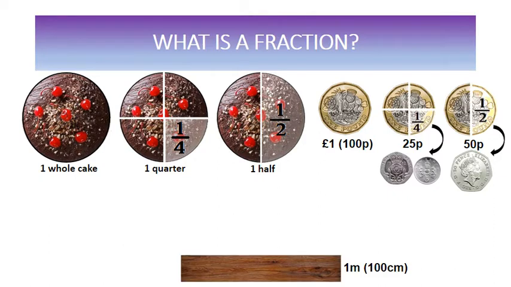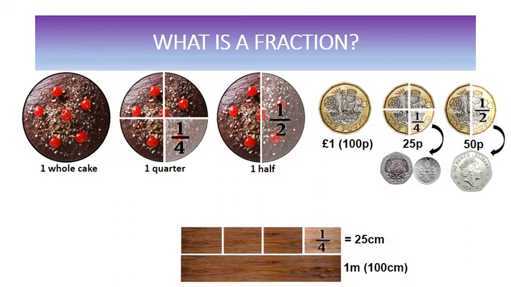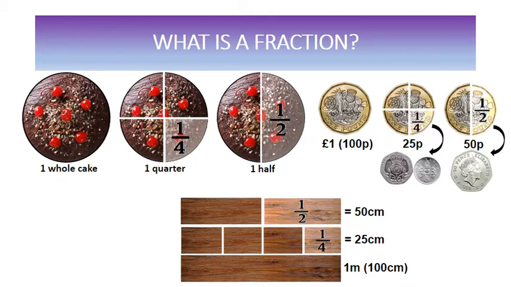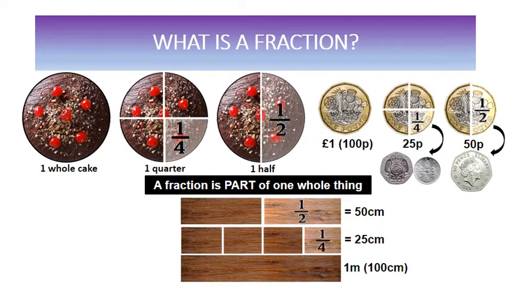And the last example, we might have a plank of wood. This one is 1 metre long, so it's one whole plank of wood. We might not need to use the whole piece. We might just want to use 1/4 of it, in which case we would be using 25 centimetres. Or we might need to use just half of it, and that would be the same as 50 centimetres. So basically, a fraction is part of one whole thing.